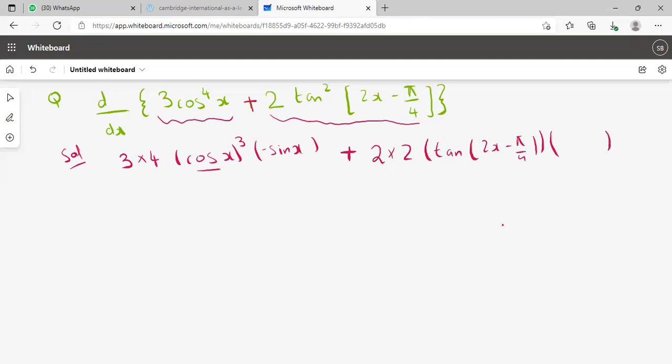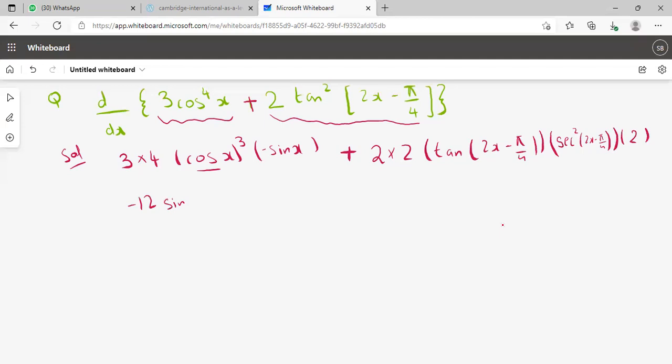What is the derivative of tan? Yes. And we have to write down the differentiation of this, so times 2. Yeah, so it's 2, right? Excellent. Next, we simply have to simplify.